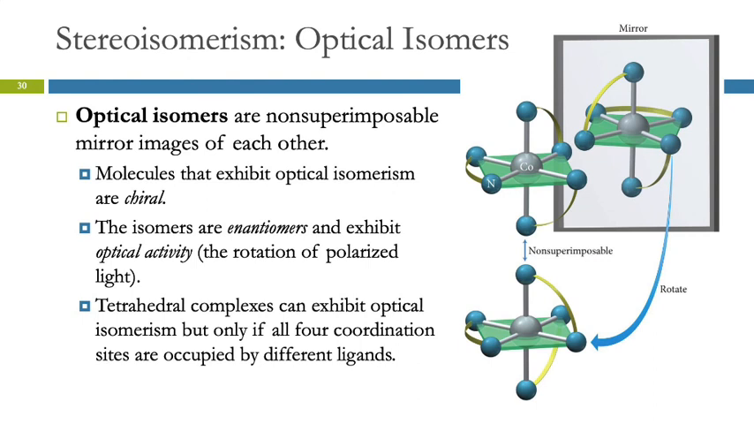So optical isomers. Optical isomers are non-superimposable mirror images of each other, like your two hands. My two hands are very similar. Put this one up against a mirror and it just looks like this one, right? But I can't superimpose them.